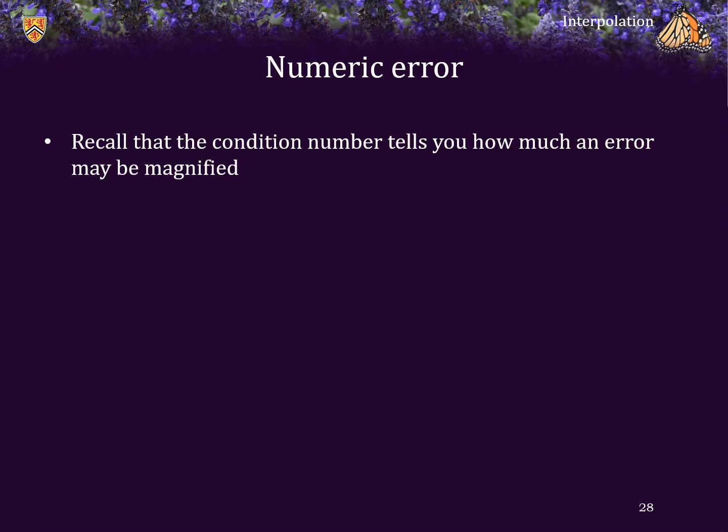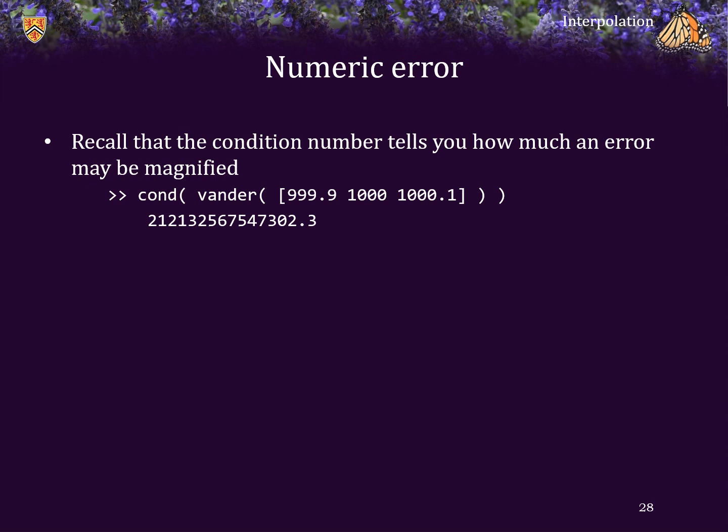You'll recall that the condition number tells you how much an error may be magnified. In this case, the only error we're worried about, or the only cause of error, is the numeric round-off error when we are calculating the results. With the original 3 points, the condition number is 212 trillion. This means any numeric error may be magnified by up to a relative amount of 212 trillion times larger.